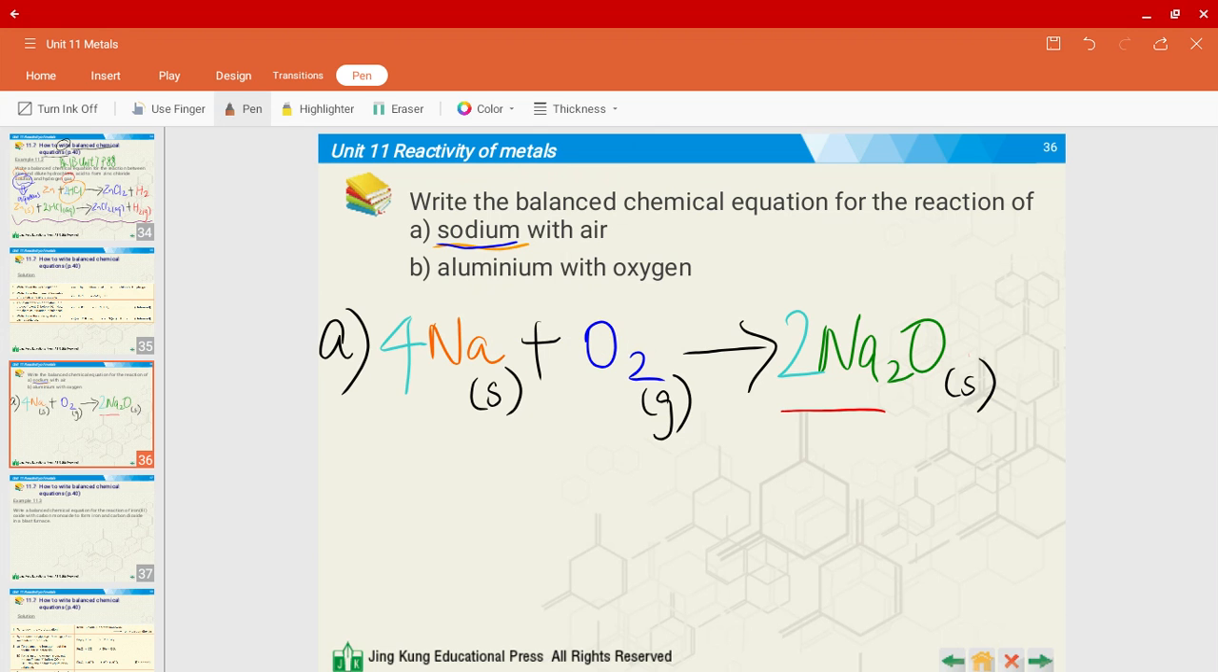So guys, it's going to be a trial and error. It's not very simple in the beginning, but eventually when you get the hang of it, you'll get used to it. So using the same concept, let's try and answer question B. Aluminium with oxygen. Okay, let me do it up here. Aluminium, what is the chemical formula? Al. And then you got the plus. Let me use black.